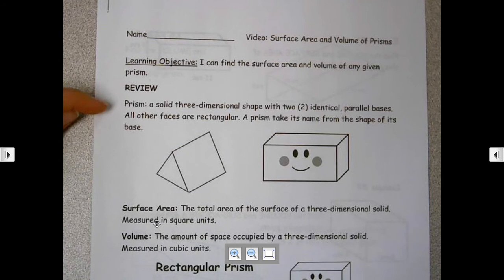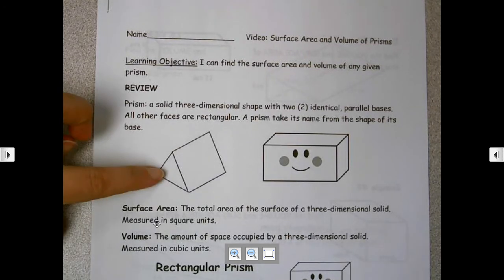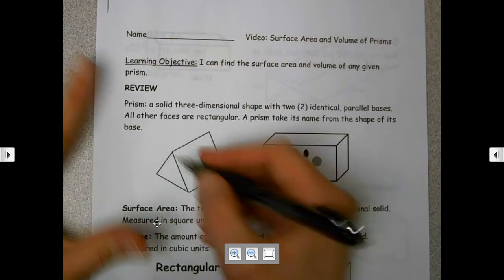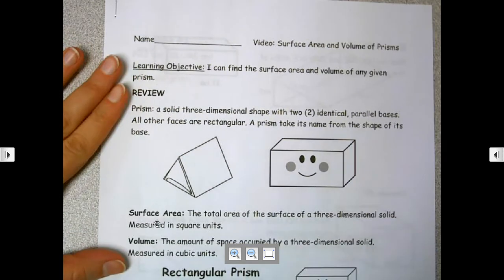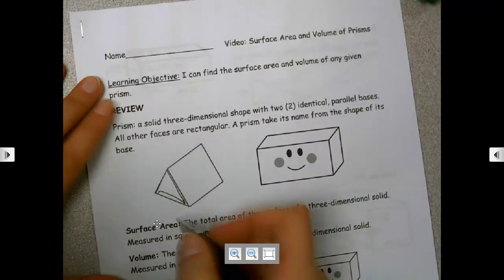First of all, a prism is a solid three-dimensional shape with two identical parallel bases. All other faces are rectangular. A prism takes on its name from the shape of its base. So if we take a look right here, we have a base that is the shape of a triangle. So this is a triangular prism.